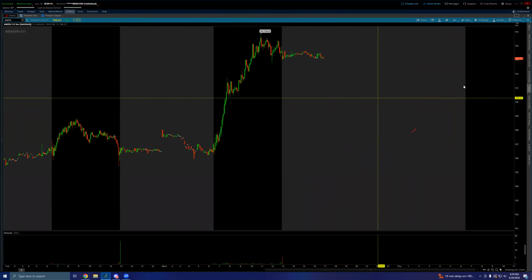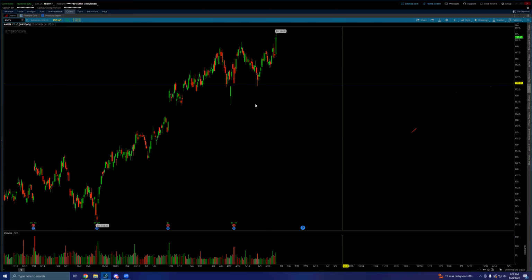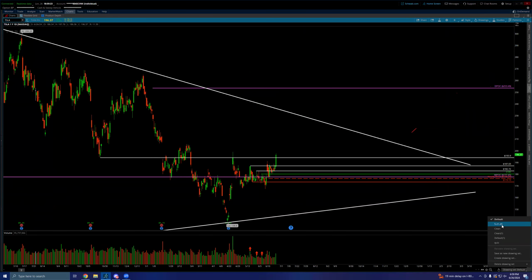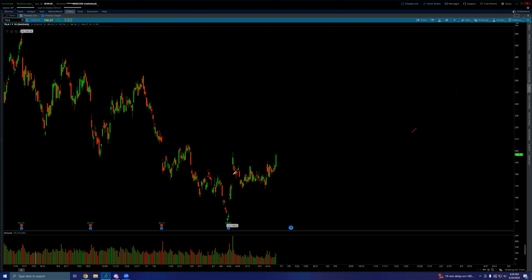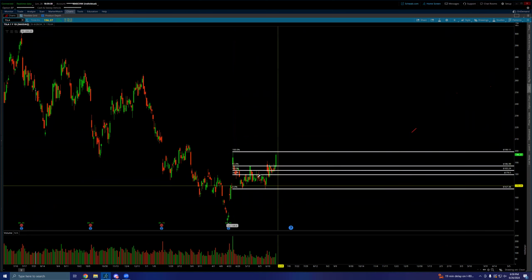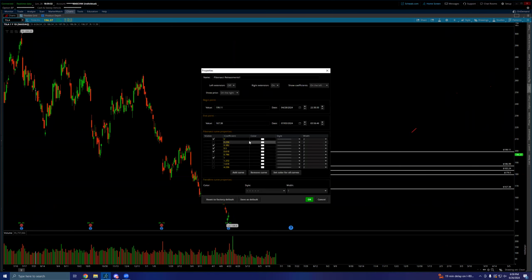How would you use fibs on a stock trading sideways for days? Yeah, just take the swing high and swing low of the range. Tesla is a great example of that. So obviously now we're breaking out of range here, or close to it. But for example, this would be your fibs, right? Just take the swing high and swing low of the range.